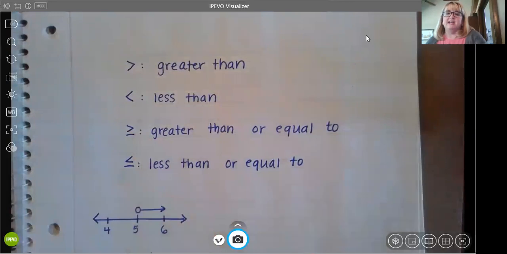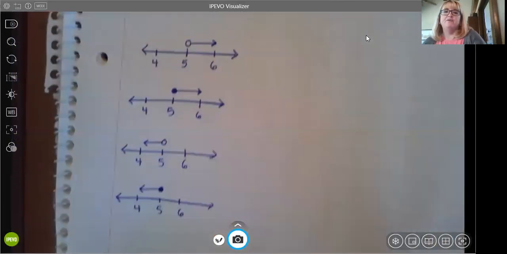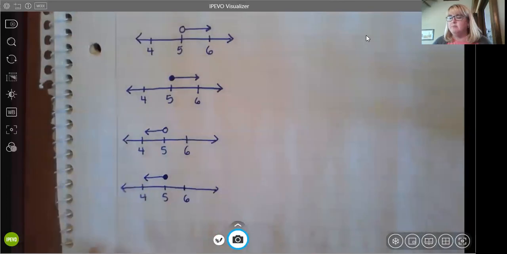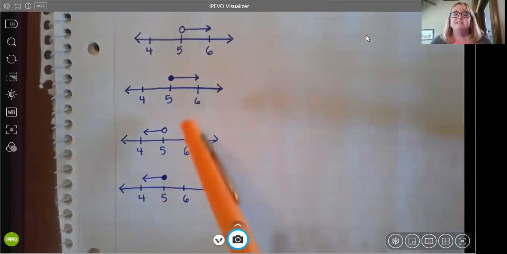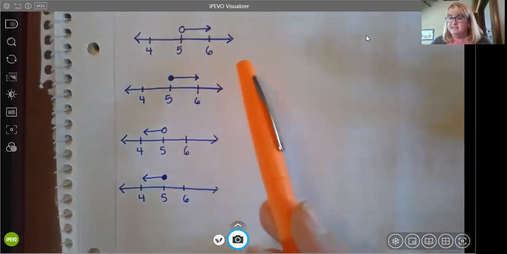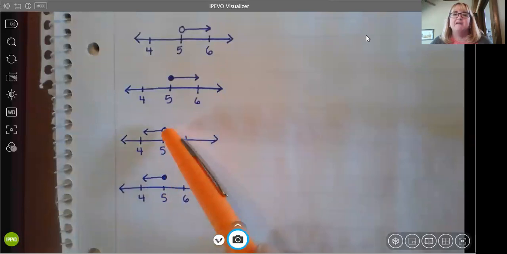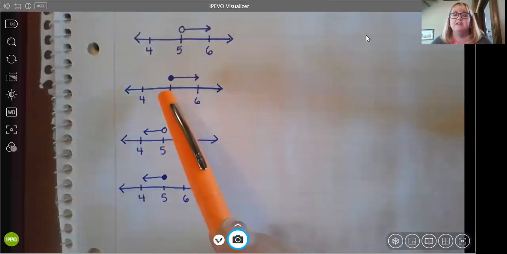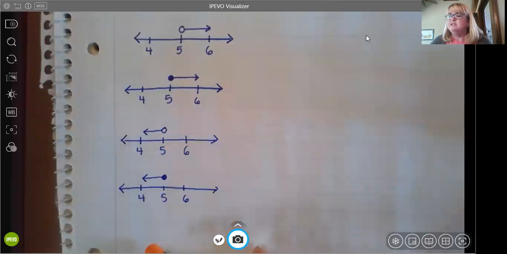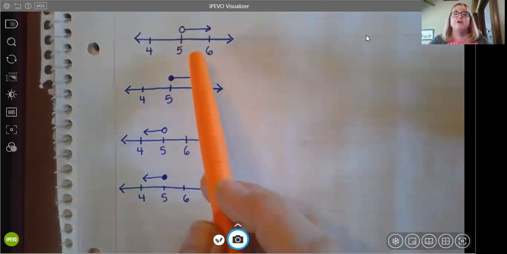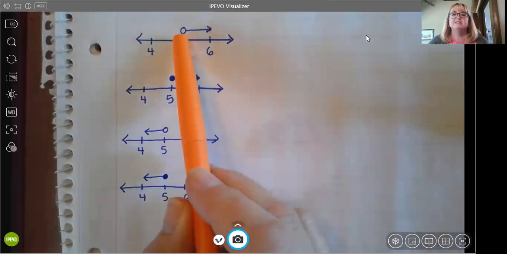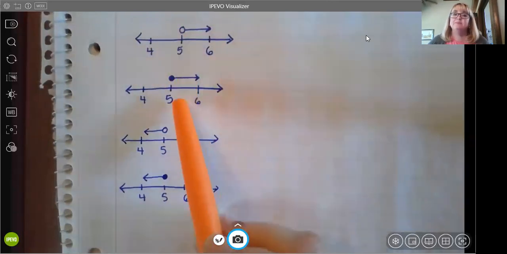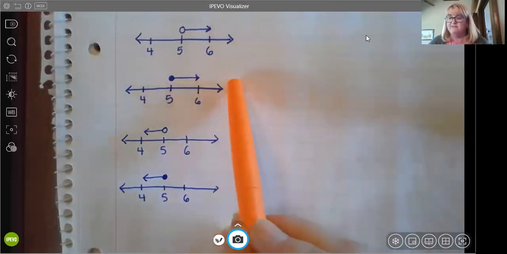So what I want to look at now is 4 inequalities drawn on a number line and what each of these means and represents. All of these number lines show 4, 5, and 6. All of them have the inequality starting above the 5. So this is a representation of all the numbers above 5. And this one is also all the numbers above 5.